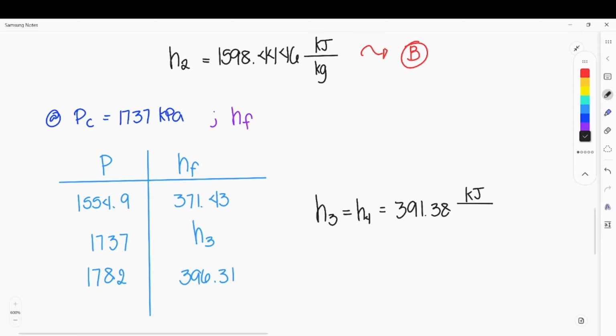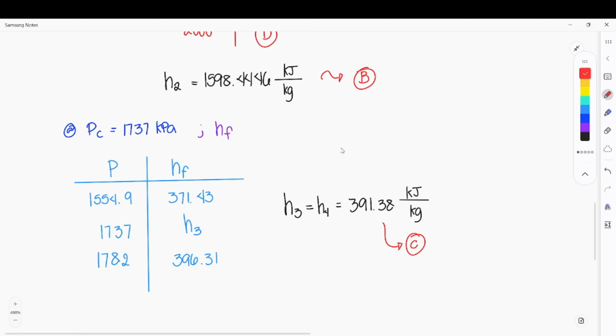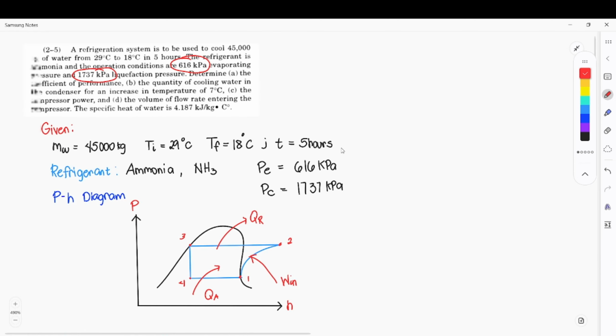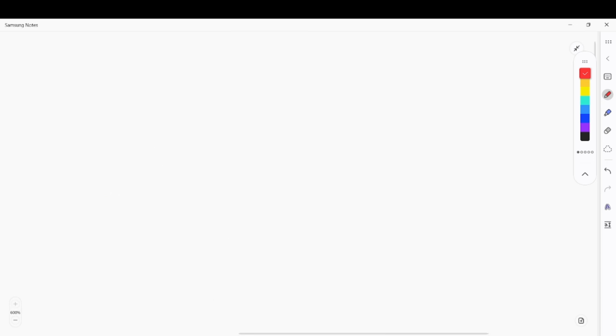We'll get 391.38 kilojoules per kilogram. Store mo na yan sa C. Okay? Now we have our enthalpy at points 1, 2, 3, and 4. So, madali na nating makukuha yung mga values or mga pinapahanap in this particular problem. So, first, let's write down para organize yung solution natin at hindi tayo maligaw sa pagpindot.